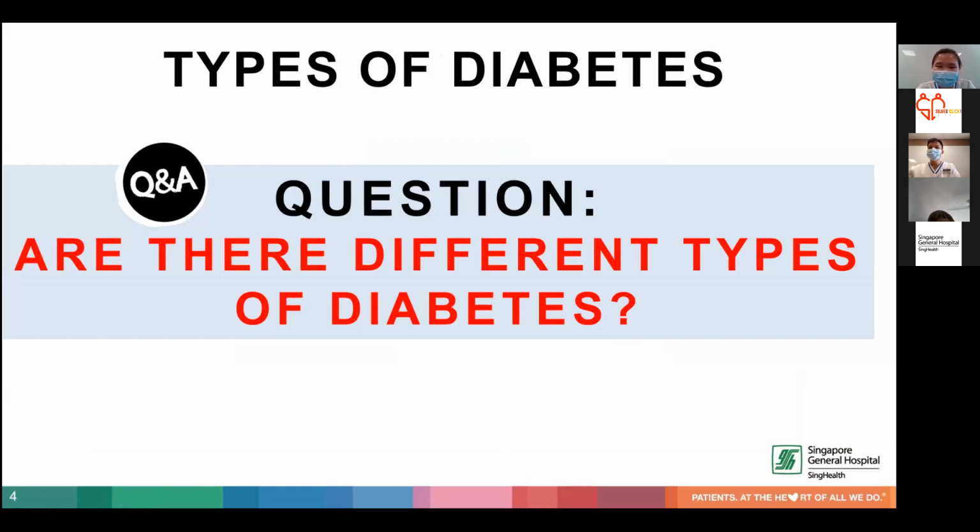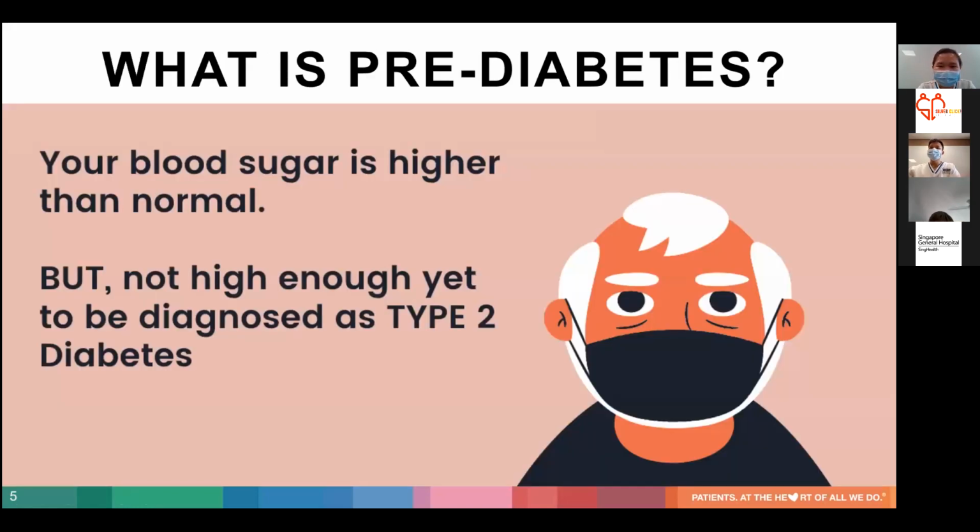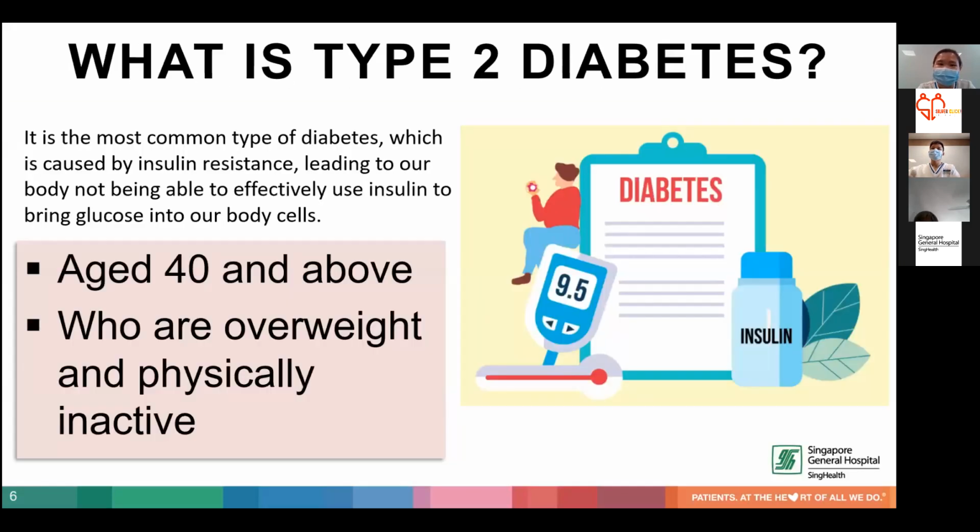Okay, let me explain to all of you. First of all, we have pre-diabetes. What is pre-diabetes? Pre-diabetes is when our blood sugar is higher than normal, but it is not high enough to be diagnosed as type 2 diabetes. The good news is if you have pre-diabetes, this is reversible. What you need to do is to have a healthy diet, an active lifestyle, and keep your body weight normal.